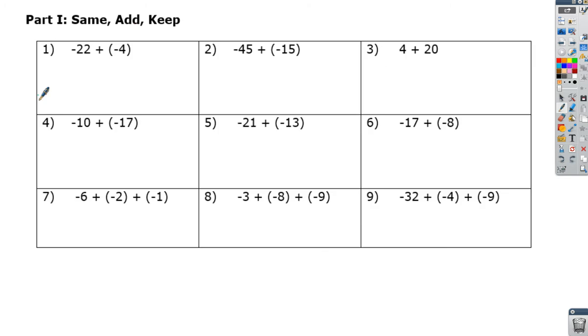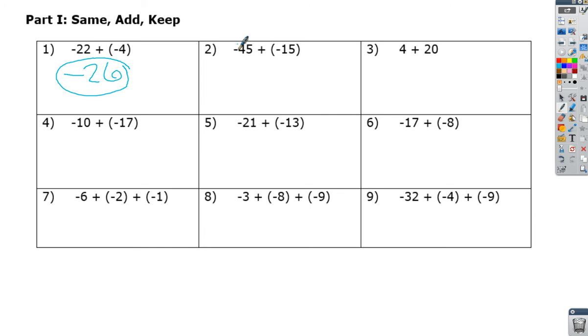So let's practice a few. For part 1, we are doing same, add, keep. When the signs are the same, you add and keep the sign. So we have -22 plus -4. When the signs are the same, both negative, we add and keep the sign. So 22 plus 4 is 26. We'll add and keep our sign, both negative, so our answer is -26.